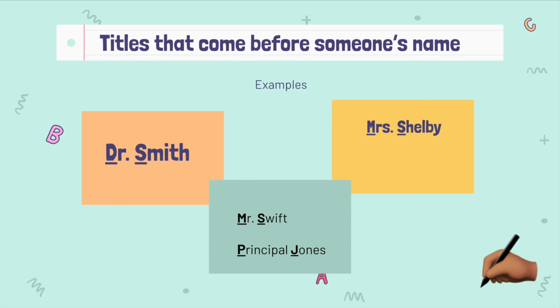Another rule is titles that come before someone's name, such as Dr. Smith. The D is capitalized and the S is capitalized for his name. Mr. Swift with the M. Principal Jones. Principal is a title of a person, such as Principal Hart or Mrs. Hart. The P would be capitalized and the H would be capitalized. And for a married person, Mrs. Shelby, the M is capitalized and her name too, the S as well.